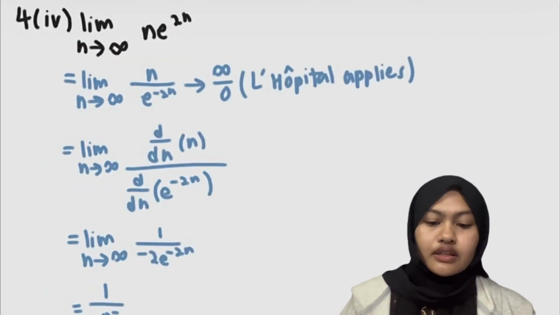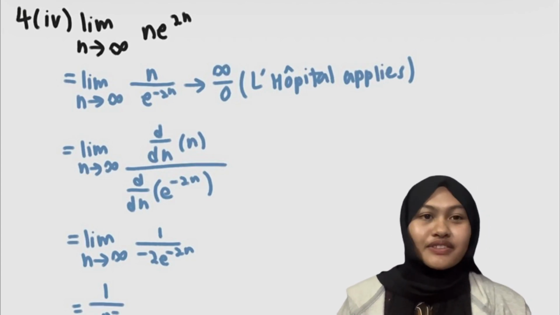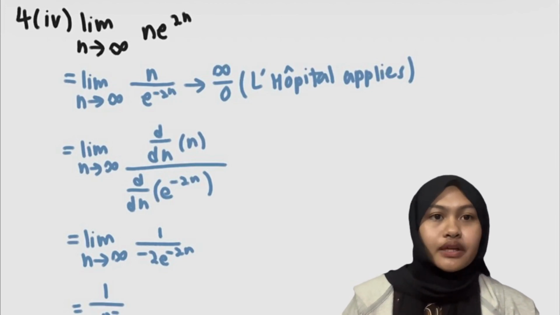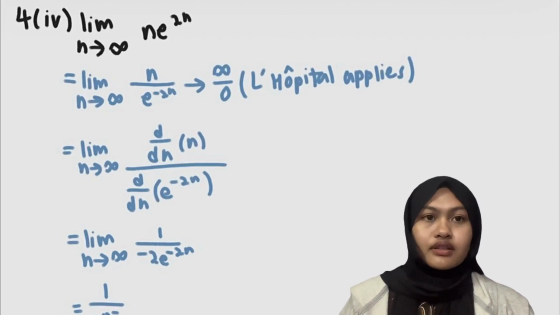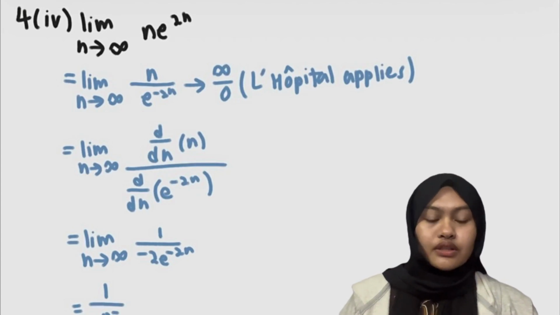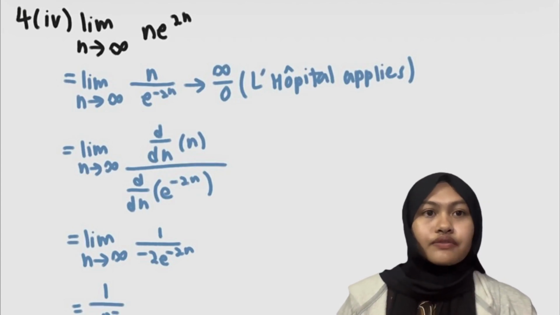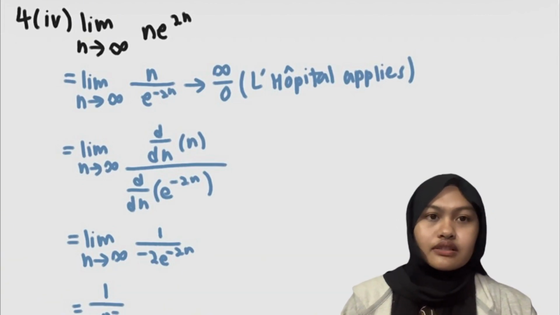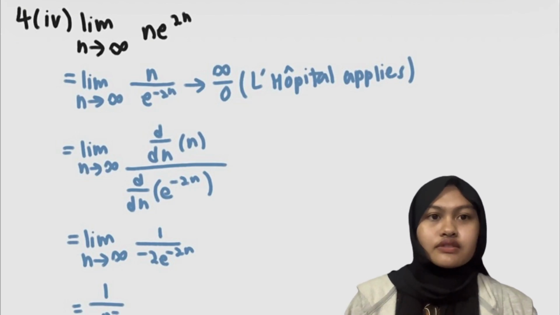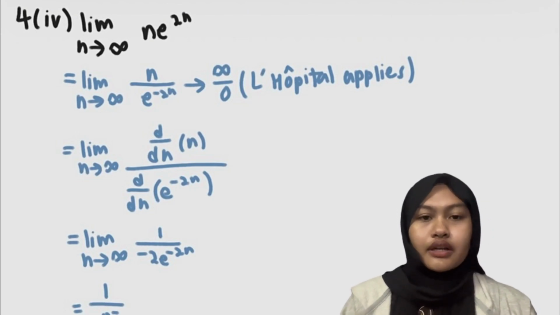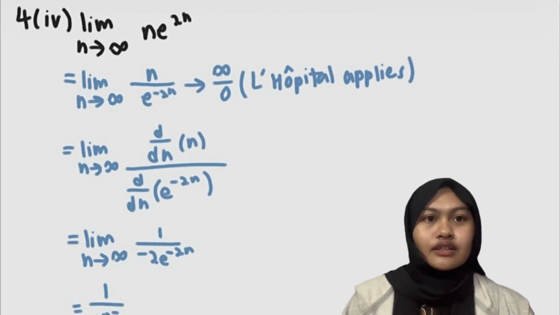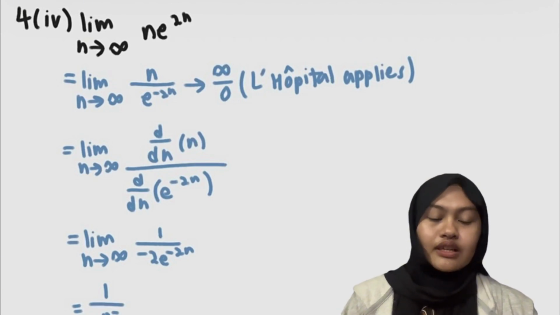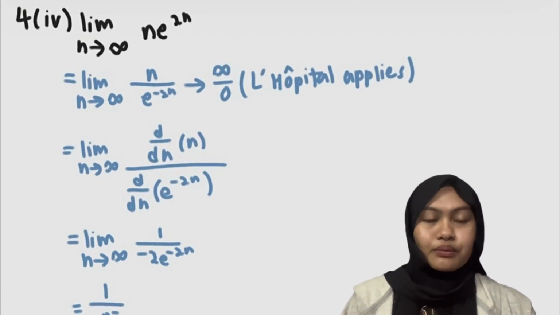For the last question, the limit as n approaches infinity of n times e to the power of 2n. The first thing we have to do is rewrite the equation to apply L'Hopital's rule. The expression will become the limit as n approaches infinity of n divided by e to the power of negative 2n. As n approaches infinity, the numerator is infinity and the denominator is positive 0, so L'Hopital's rule is applied. The next step is to differentiate the numerator and denominator, so the expression becomes the limit as n approaches infinity of 1 over negative 2 e to the power of negative 2n.